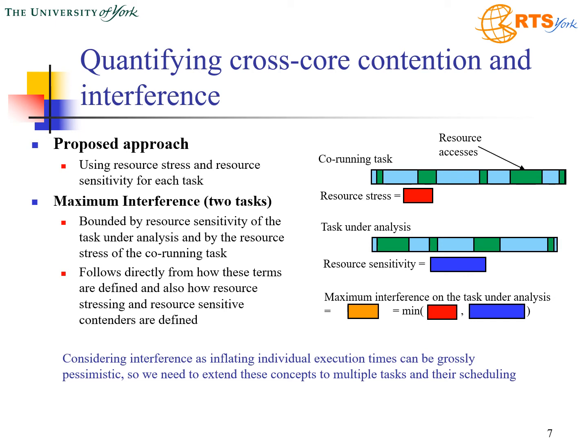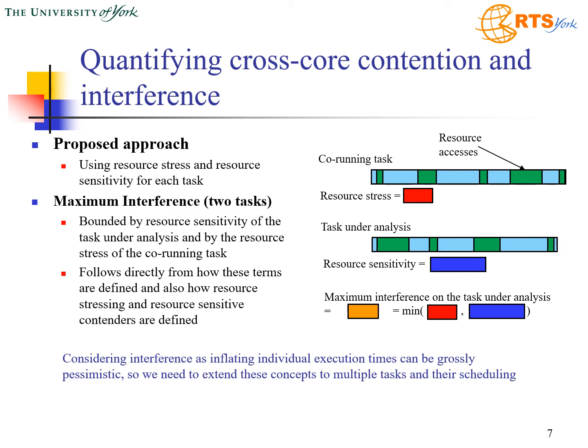And this follows directly from how these terms are defined, and also from how resource stressing and resource sensitive contenders are defined. So if we look at the diagram on the slide, we can see that when running a task under analysis in parallel with a co-running task, the maximum interference on the task under analysis is given by the minimum of the resource stress emanating from the co-running task and the resource sensitivity of the task under analysis.